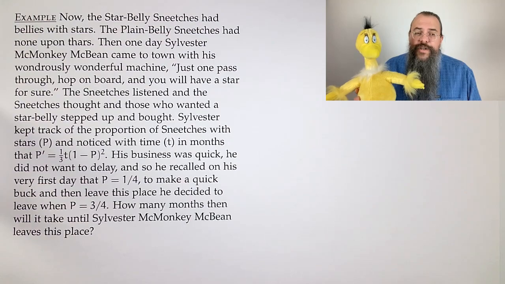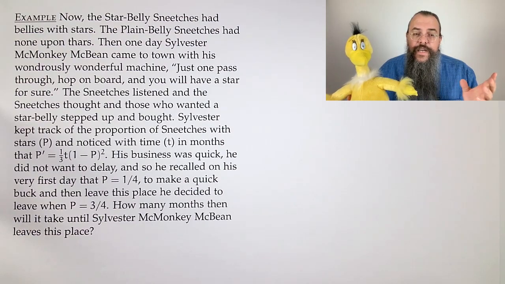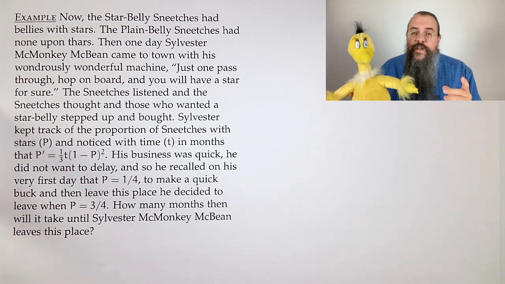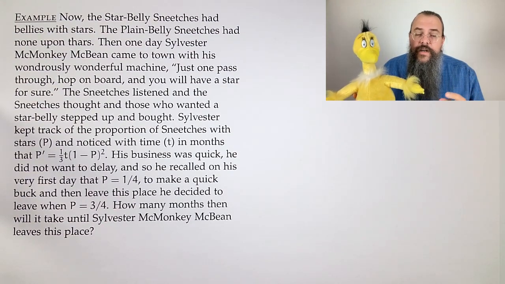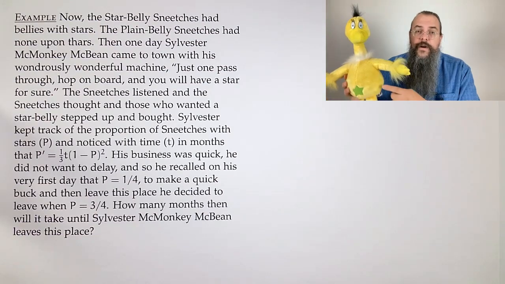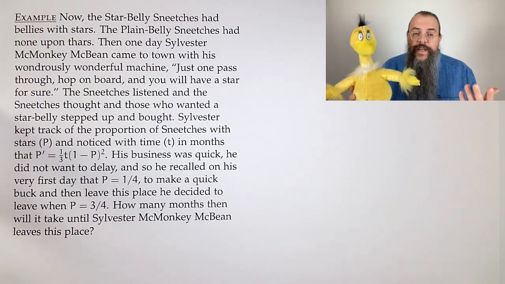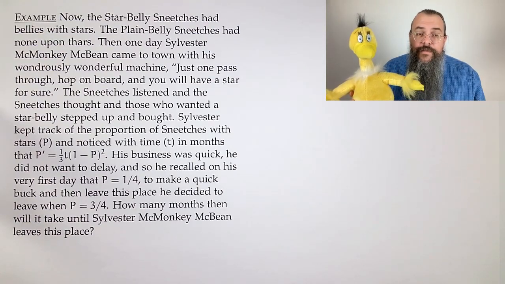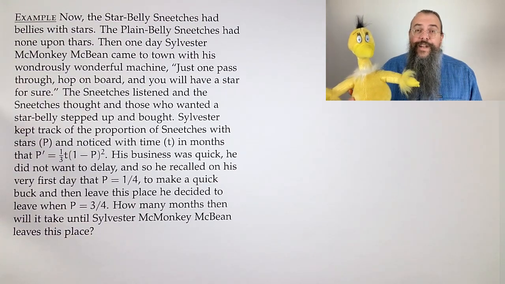Sylvester kept track of the proportion of Sneetches with stars, so that's the parameter p, and noticed with time t in months that p prime equals 1/3 t times 1 minus p squared. Very good businessman. You should always be keeping track of things with differential equations. Now his business was quick. He did not want to delay. And so he recalled on his very first day that p equals 1/4. So initially when he showed up, 1/4 of the Sneetches had stars. To make a quick buck and then leave this place, he decided to leave when p equals 3/4. So how many months will it take until Sylvester McMonkey McBean leaves this place?